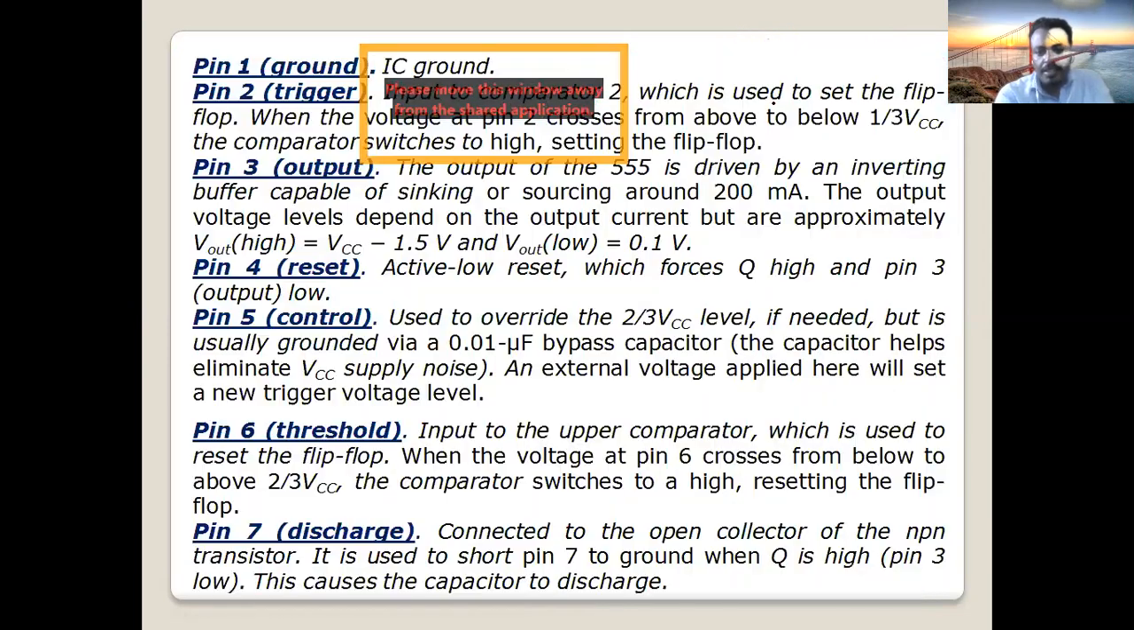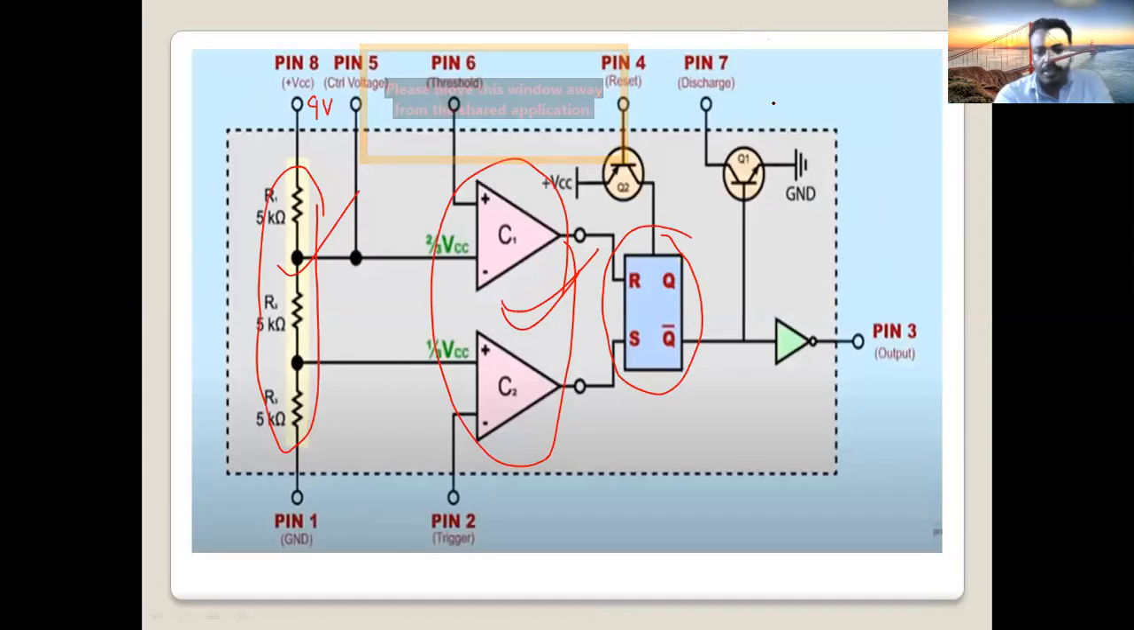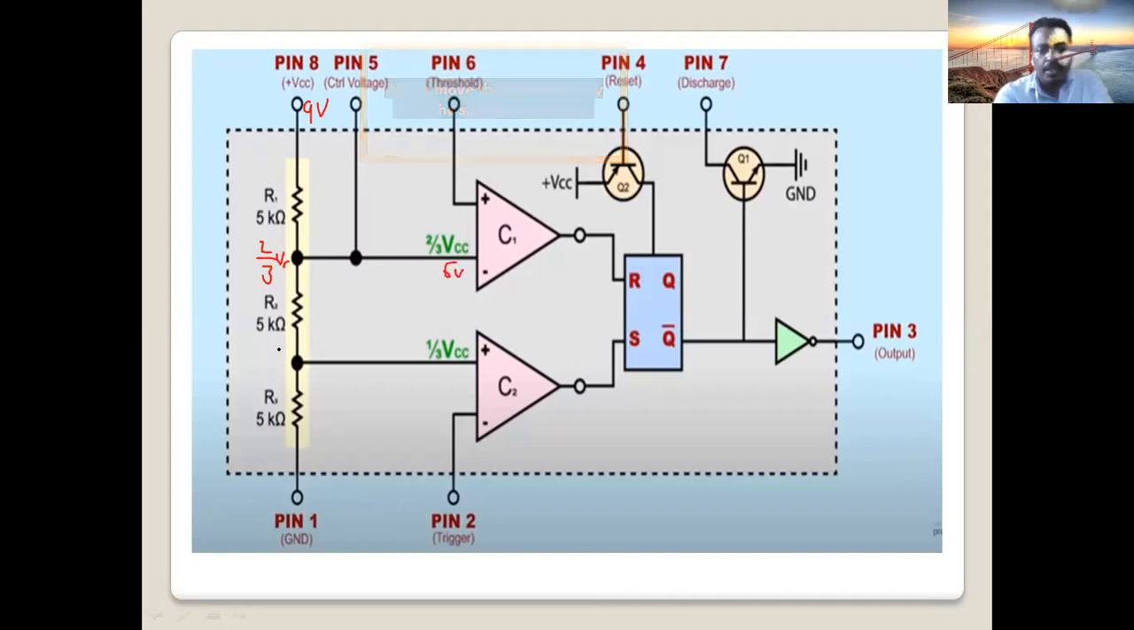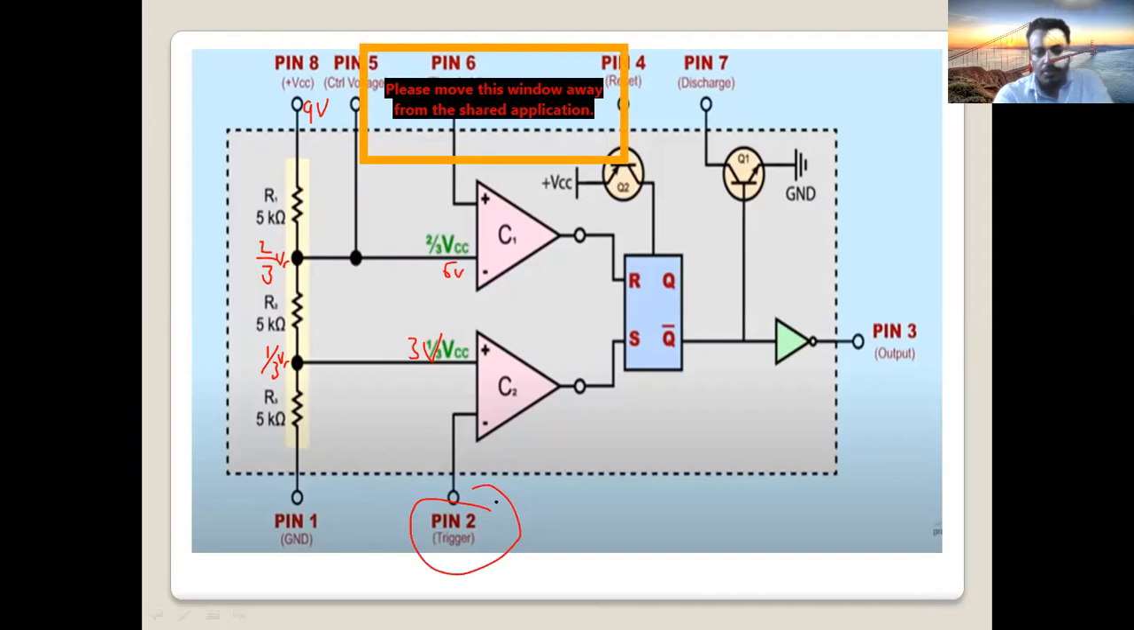Now, let's say nine volt we apply here, 9 volt. So how much here? 2/3 of VCC. How much is 2/3? 6 volt. Here 1/3 of the battery. How much? 3 volt here. Now at pin 2, let's say we apply 0 volt. At pin 6 here, we apply again 0 volt. Both pin threshold and trigger input, we apply 0 volt.